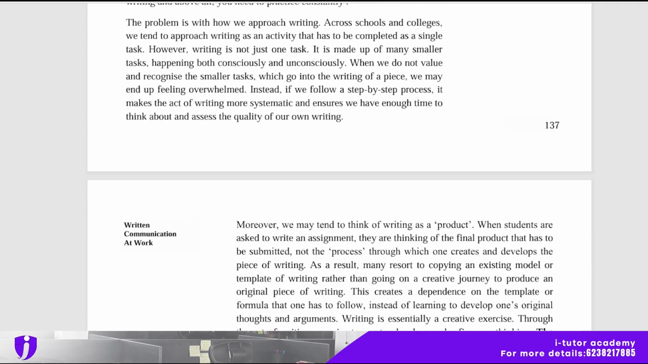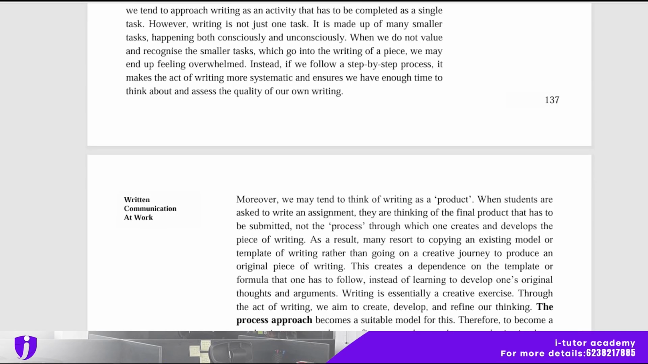The problem is with how we approach writing across schools and colleges. We tend to approach writing as an activity that has to be completed as a single task. However, writing is not just one task, and it is made up of many smaller tasks happening both consciously and unconsciously. When we do not value and recognize the smaller tasks which go into the writing of a piece, we may end up feeling overwhelmed.